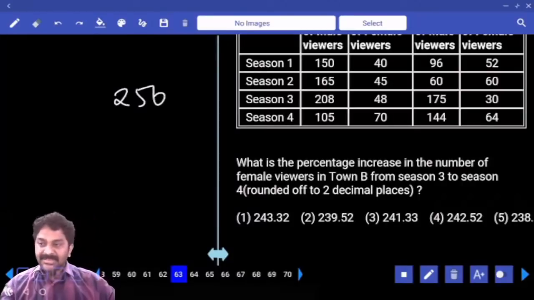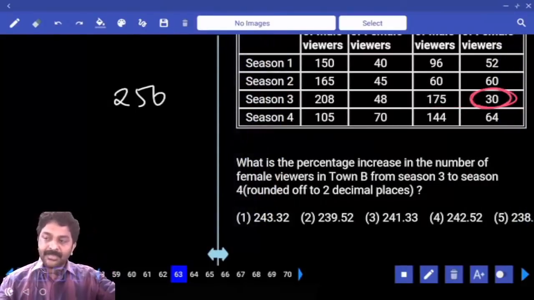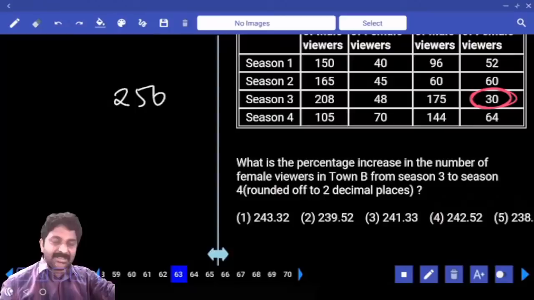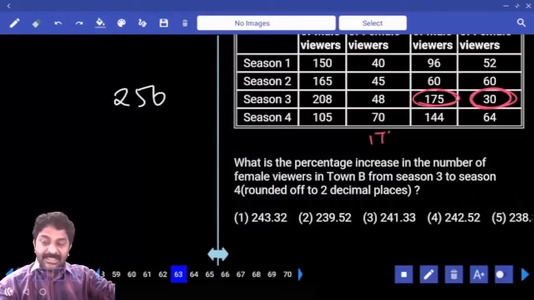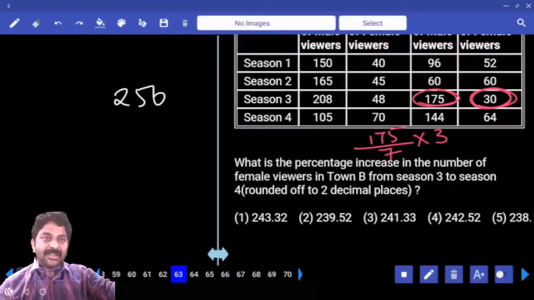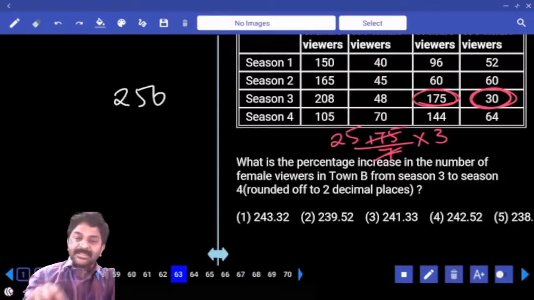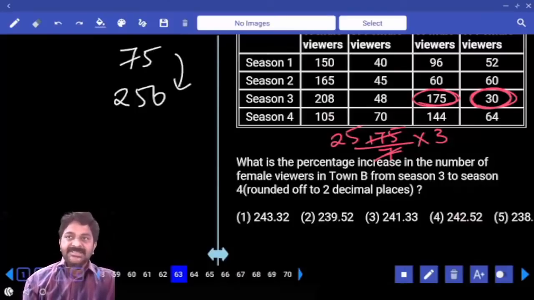256. Now for the previous season we need to calculate. Season 3, female percentage. Come on. 30. Then male percentage, male to female percentage ratio 7:3. That means 175 is equal to 7 parts. Then 1 part is equal to divided by 7. Female are 3 parts, that is into 3 only. 3, how many times? 25 times. 25, 3 times? 75. So from season 3 to season 4, percentage increase we have to calculate.